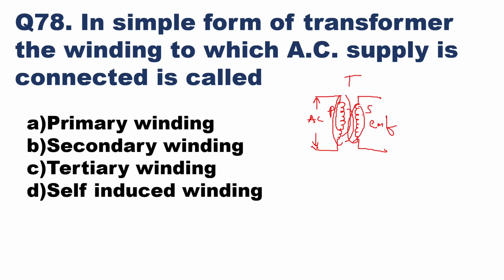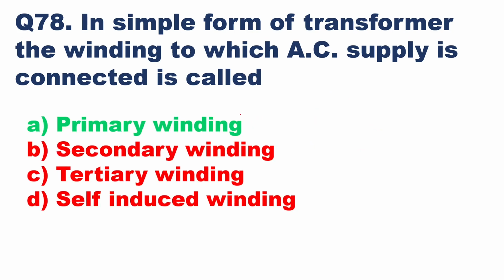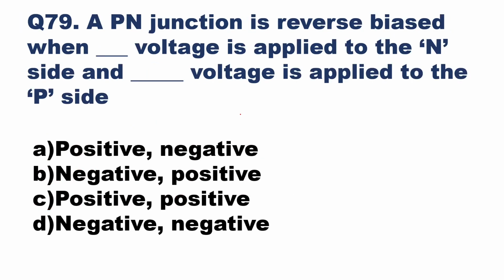So in this question, it is asked that in simple form of transformer, the winding to which AC supply is connected is called as, it is primary winding. So here you can take the option as primary winding. So option A, primary winding, is the right answer. Then we'll go to next question.